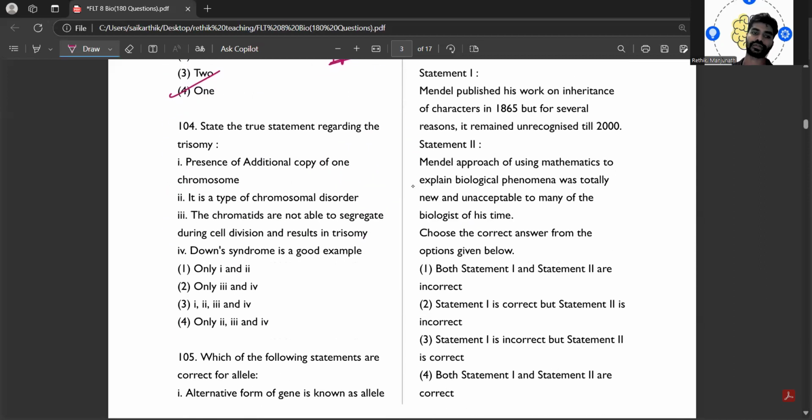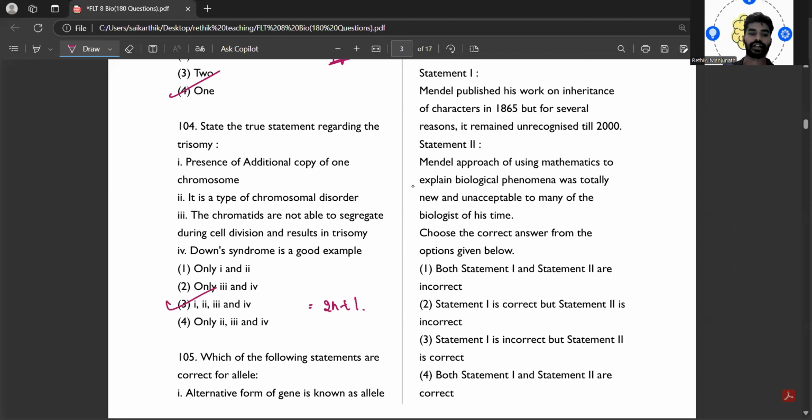Next is 104. State the true statement regarding the trisomy. So all of these, first, second, third, and fourth, are correct, because when I'm talking about trisomy, it is 2n plus 1. So all these are correct. So the third is the correct option.